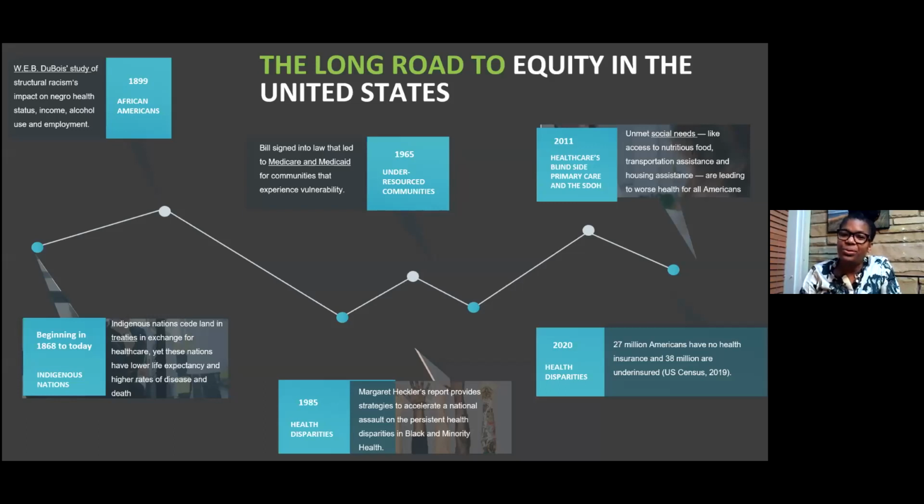Across the history of the United States, we see that there have been laws to try and mitigate the impacts of poverty and the impacts of structural racism across our Medicare and Medicaid programs. We have seen federal agencies be born out of studies on the impact of persistent health disparities born out of structural racism for Black and other minority populations.